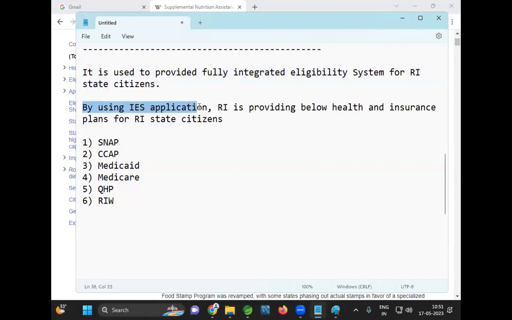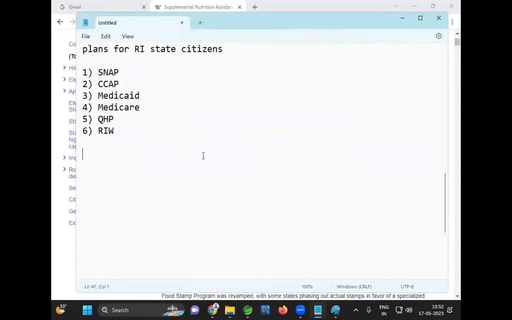By using the IES application, RI is providing the below health and insurance plans for RI state citizens. What are the plans available? SNAP is available, CCAP is available, Medicaid is available, Medicare is available, QHP is available, RIW is available. Now, I want you to Google it and understand who is eligible for SNAP. SNAP is nothing but Supplemental Nutrition Assistance Program.